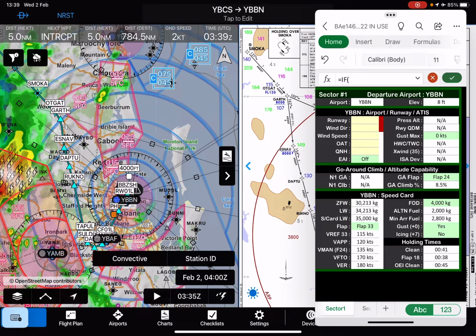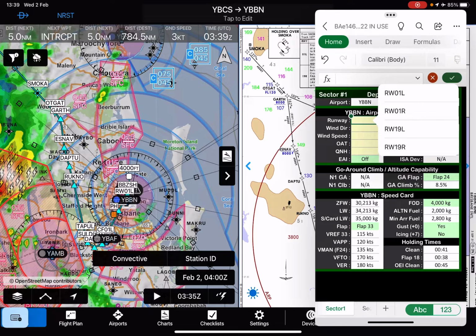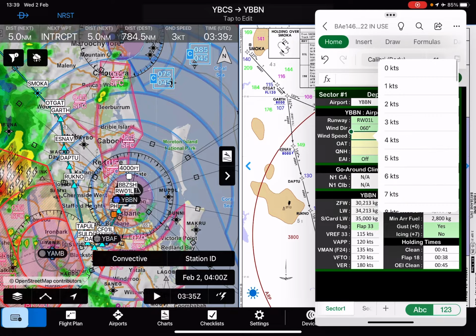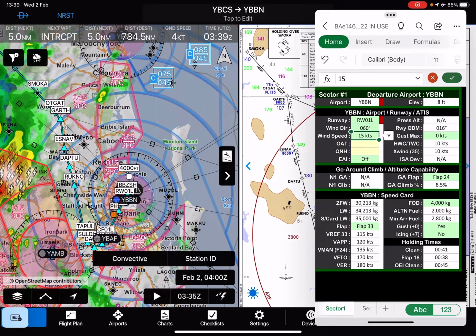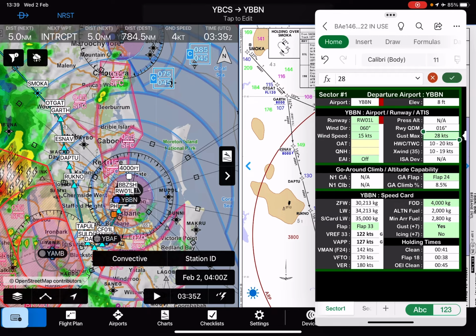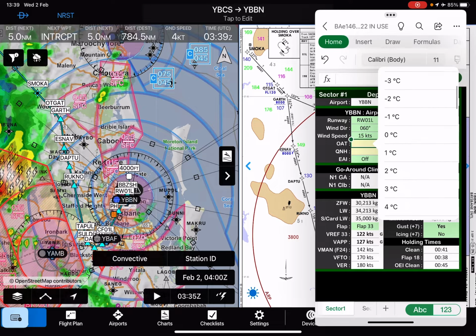Okay, let's have a quick look at the arrival section of the sector tab. So we're going into Brisbane today, and the ATIS says we're landing on 01 left with a wind direction of 060 at 15 knots, but it is gusting up to 28 knots, and the OAT, it's a lovely warm 29 degrees in Brisbane today.